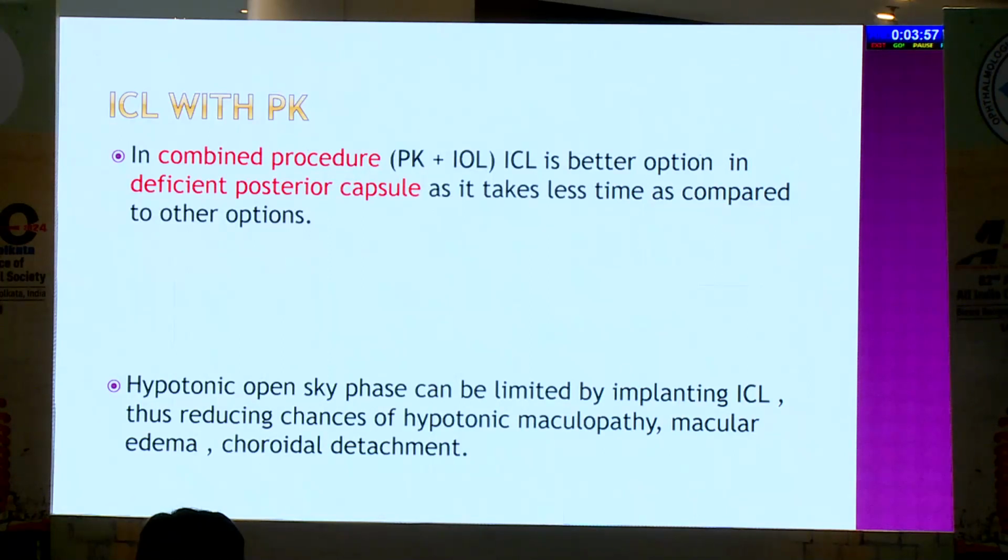ICL is used in the combined procedure. If we want to do penetrating keratoplasty, especially in the case of aphakic bullous keratopathy, in a patient where the posterior capsule is deficient, the choice is the ICL. The advantage of this ICL is that the hypotonic open-sky phase is reduced by implanting the ICL, thus reducing the chance of hypotonic maculopathy, macular edema, and corneal detachment.